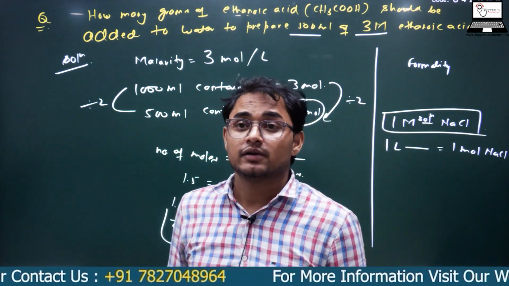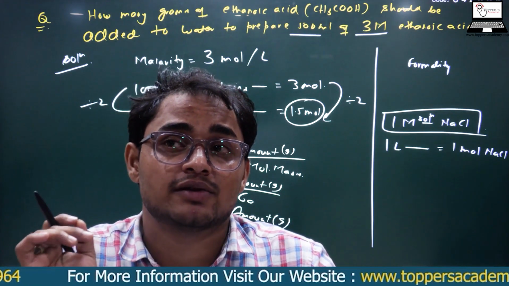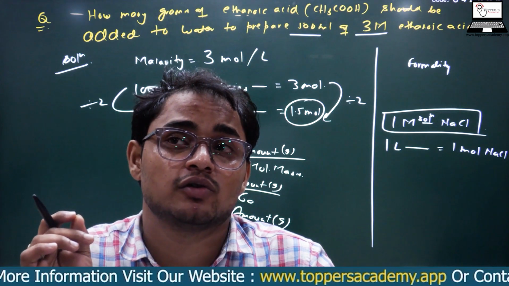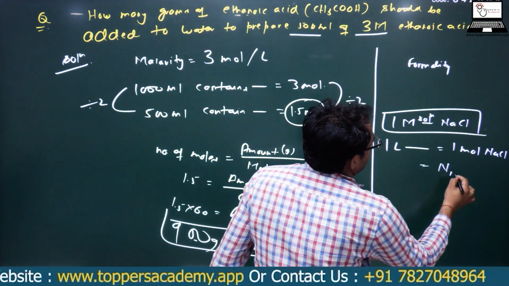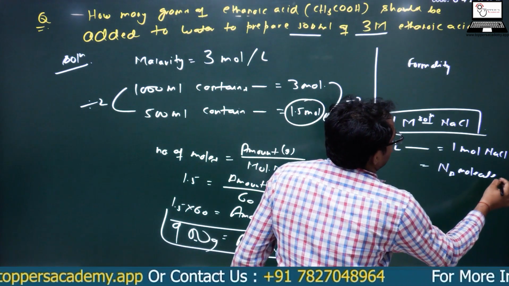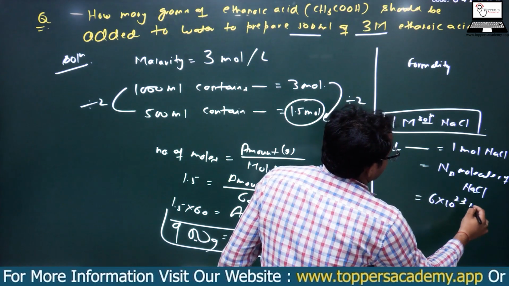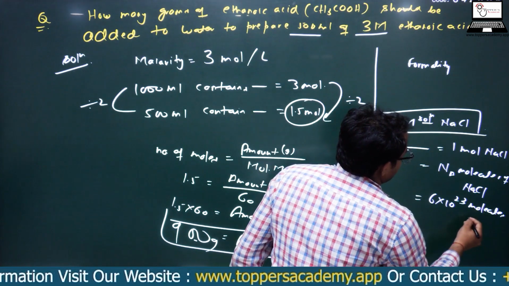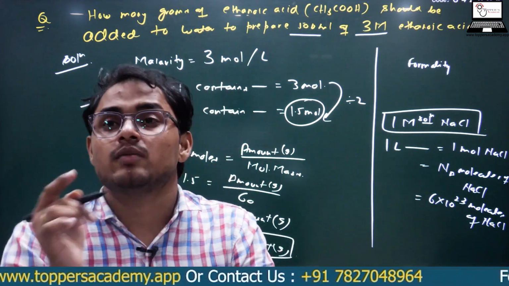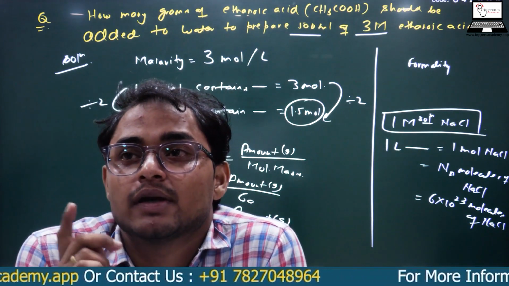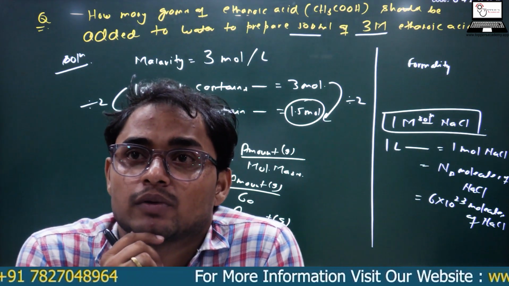Now I have told you the meaning of molarity. If the molarity is 1 capital M for NaCl solution, that means if you take 1 liter of such solution, it will contain 1 mole NaCl. That means it will contain Na molecules of NaCl, that means 6 into 10 to the power 23 molecules of NaCl, right? Now my dear students, you have written that it will contain 6 into 10 to the power 23 molecules of NaCl. How can it be possible?